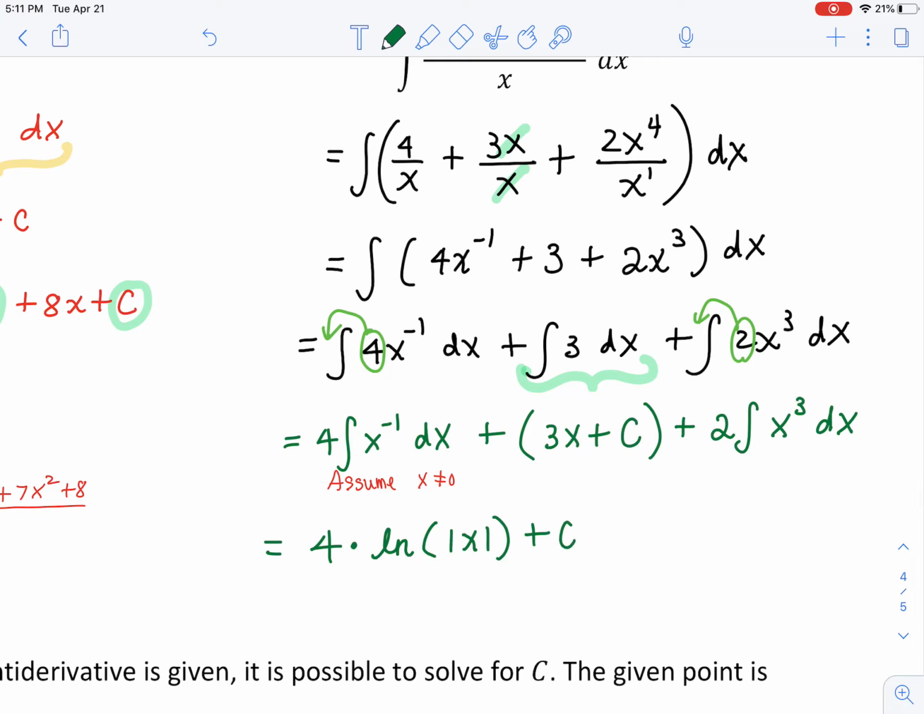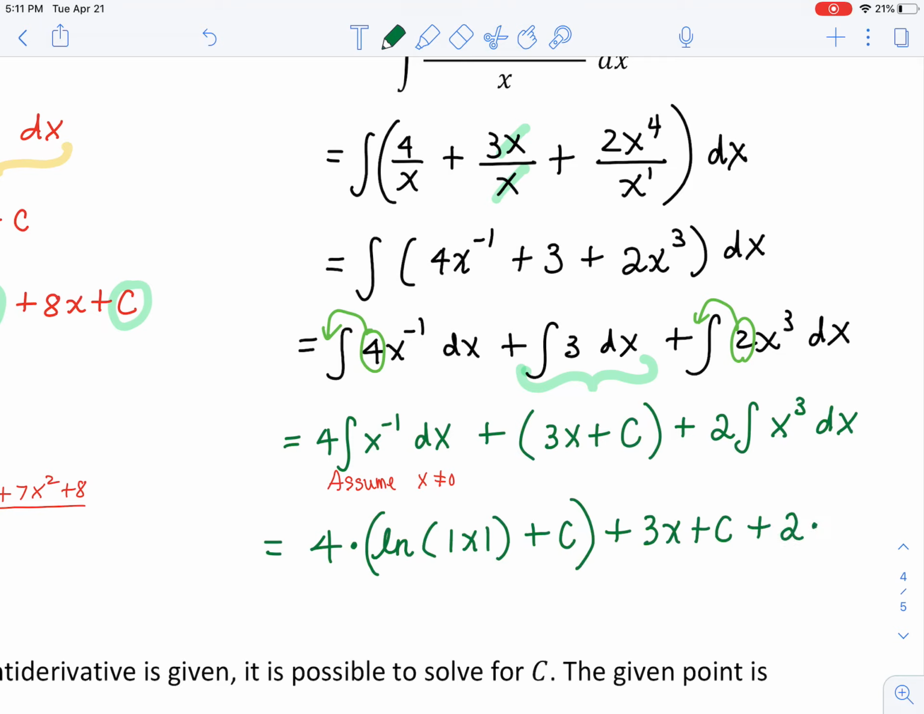I want you to write it as 4 times, what's that? That's going to be 4 times a natural log of absolute value of x. And don't forget your plus c. Technically, these are both inside a parenthesis. Therefore, you're going to have to distribute that 4 to the c. But c or 4c, they're just unknown constants. So it really doesn't matter. You do not have to make 4c. You can just write it as a c.